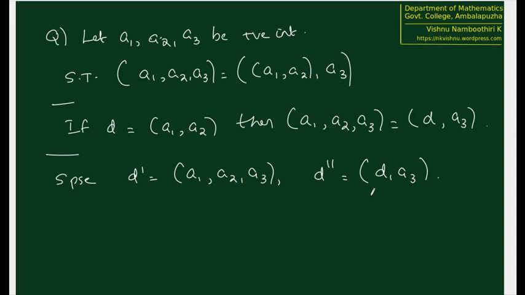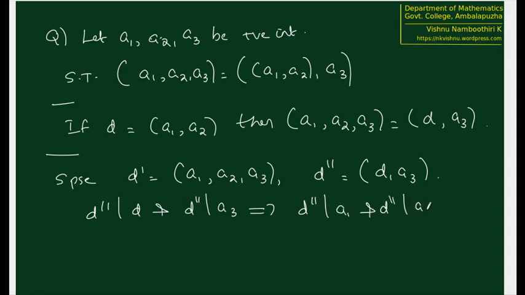D double dash is the GCD of D and A3. D double dash divides D and D double dash divides A3, but D double dash divides D implies D divides A1, D divides A2. So D double dash divides A1 and A2 and A3. Therefore, it is a common divisor of A1, A2 and A3, and so it is less than or equal to the greatest common divisor. That is, D double dash is less than or equal to D dash. So this is 1.